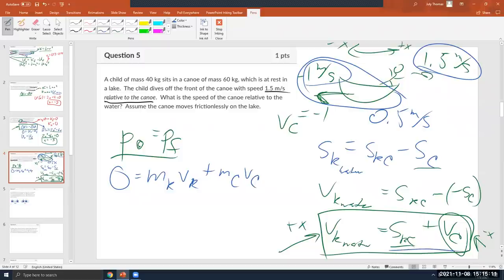And then we just make this substitution right here, where we have the mass of the kid. And then for the velocity of that kid, we do the speed of the kid relative to the canoe plus the velocity of the canoe, plus mass of the canoe times velocity of the canoe. And again, this whole thing is equal to zero. And then you can plug in the stuff that's given to you and solve from there.